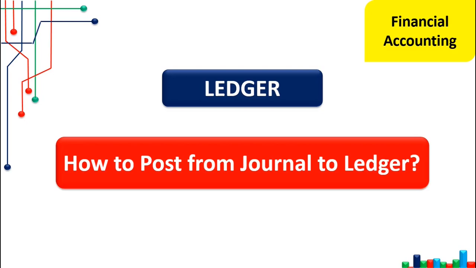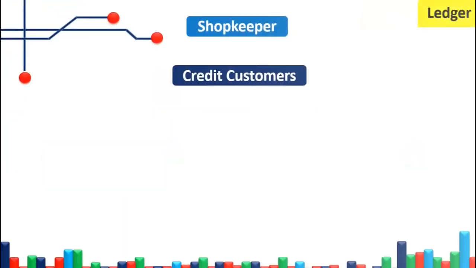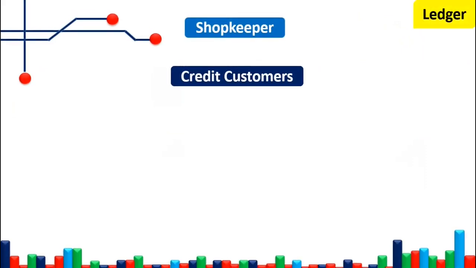Suppose a shopkeeper regularly sells his products to three of his customers, David, Anisha, and Nitin, on credit. Unless the shopkeeper maintained individual accounts in the name of David, Anisha, and Nitin, it would be impossible to find out how much money each one of them would have to pay at the end of the month.